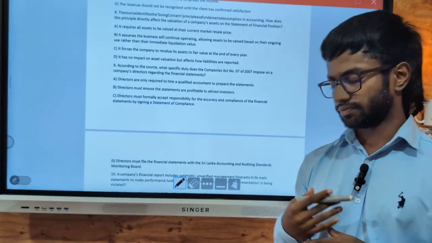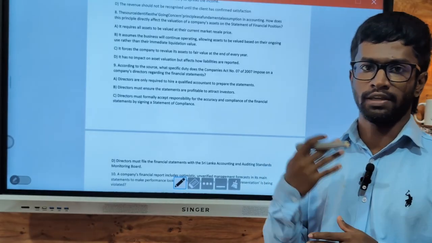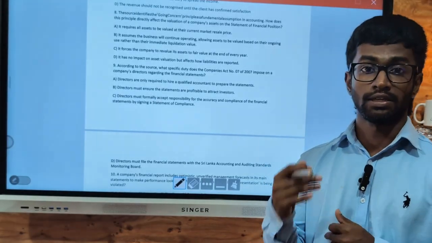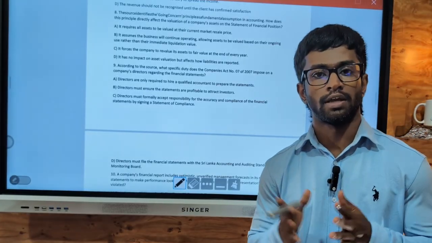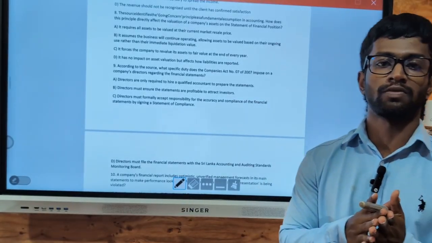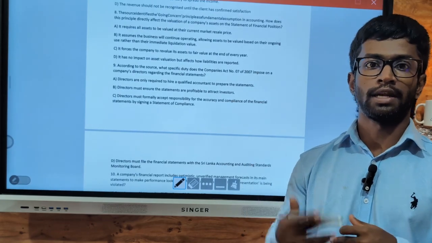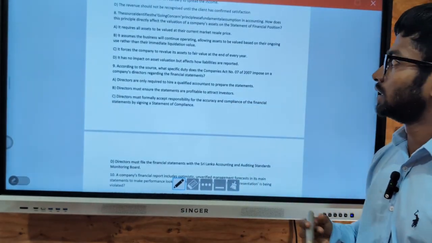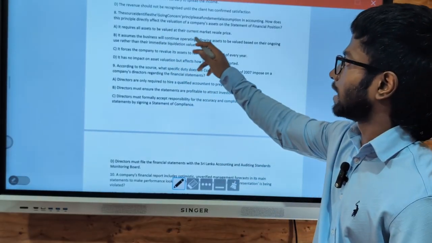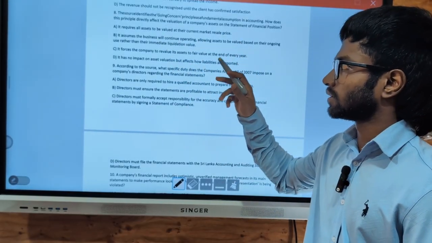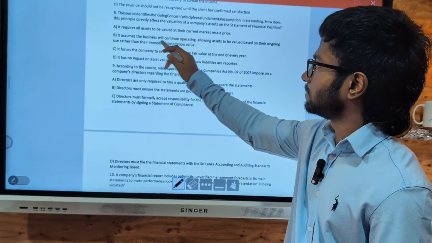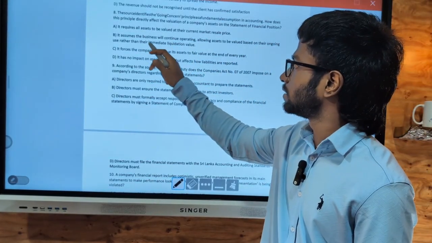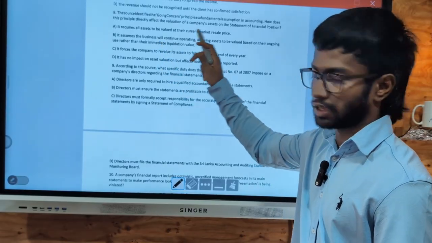If there is a violation, if this assumption is uncertain, then we have to show that in the statement of finance in our publications as well. When we are publishing, we have to say that it's going to be bankrupt soon. Here we have, it requires all assets to be valued at the current resale price. No, there's nothing like that. It assumes that the business will continue operating, allowing assets to be valued based on their ongoing uses and their immediate liquidation value. We'll keep that.